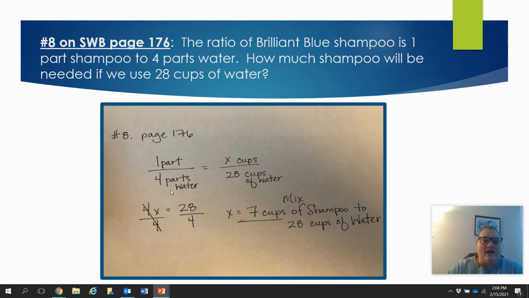So here's our ratio. 1:4 would equal 1 part over 4 parts. So it's 1 cup over 4 cups. And so we want to know how many cups of the Brilliant Blue shampoo do we add to the 28 cups of water to make your shampoo that you can use on dogs.